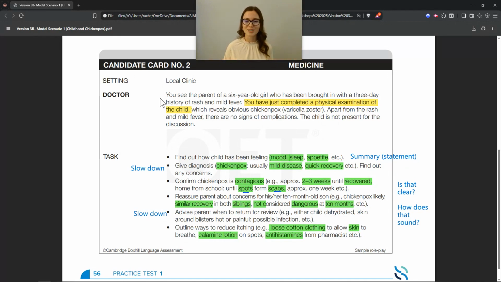Now, you'll notice on my screen as well, I've highlighted some things. So with the candidate in our role play, we were working on stressing the key words so that the examiner hears those words clearly the first time they're said. So you'll notice here words like mood, sleep, appetite, chickenpox, and lots of them are highlighted throughout. We could highlight even more down here in the task number 1, 2, 3, 4, 5. We could even highlight words like blister and infection, but these are the ones we were focused on to really bring that strength when you are speaking.